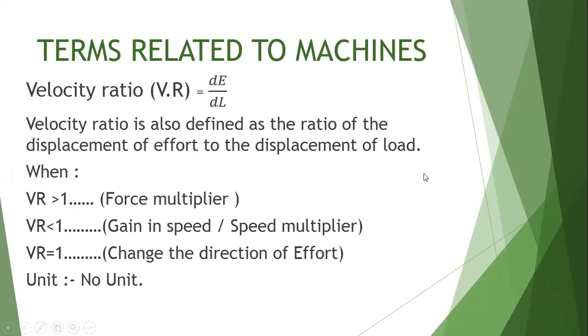What is the unit of velocity ratio? Remember, there was no unit for MA. The same way, there is no unit for velocity ratio as well. Why? Because it is again the ratio of two similar quantities, that is, the displacement of effort and displacement of load. Since it's a ratio of two similar quantities, it will not have any unit.